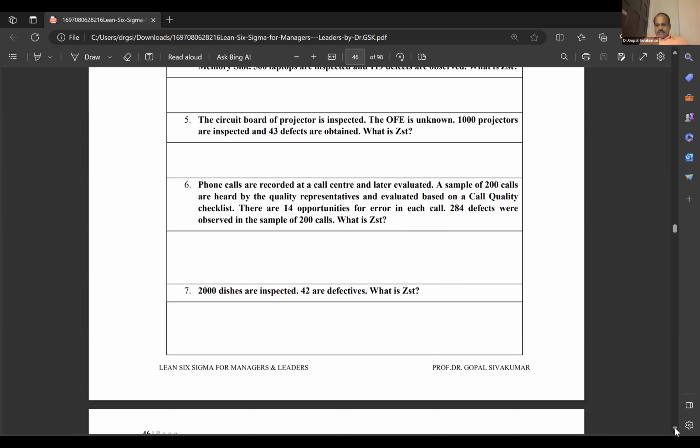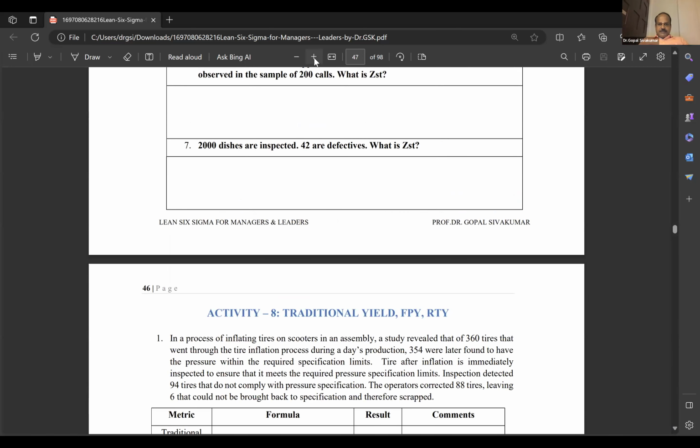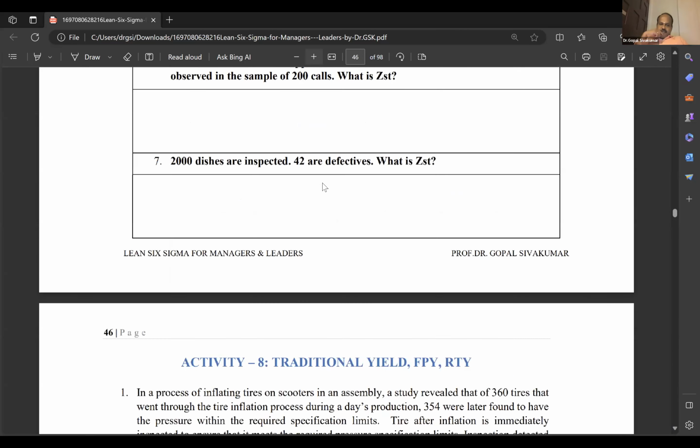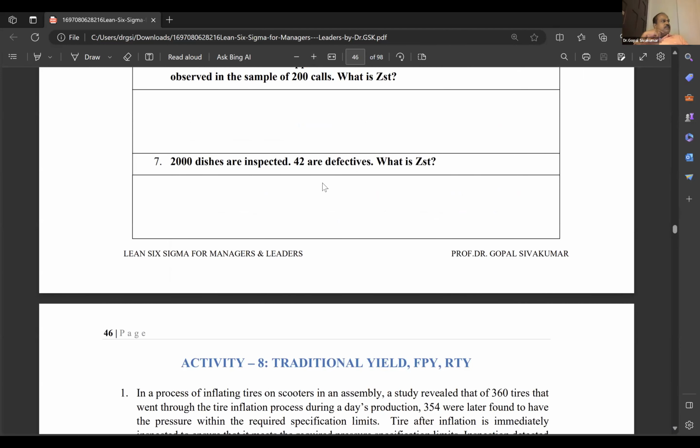Now, finally, the last question, the 7th question. 2,000 dishes are inspected, 42 are defectives. What is the situation? Situation 3. Very, very simple, right? So type the values and you will get the answer.